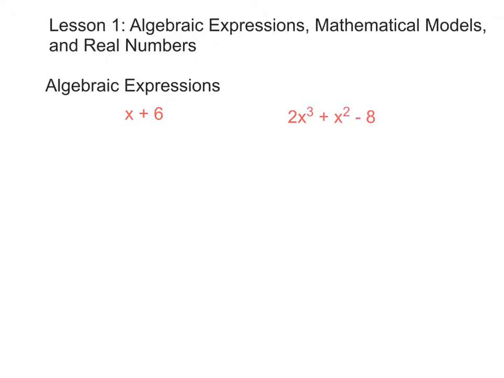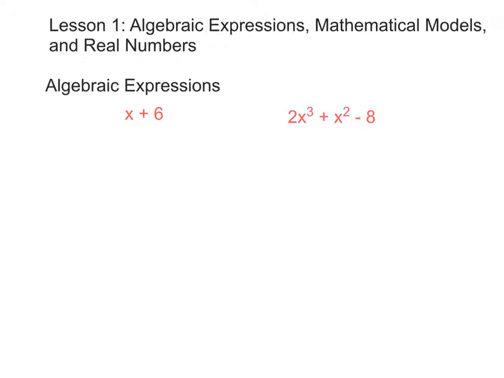Two examples of algebraic expressions might be x plus 6 or 2x to the third plus x squared minus 8. Notice we have no equal signs, we have constant numbers as well as variables, and we have operations. So these are typical examples of algebraic expressions.